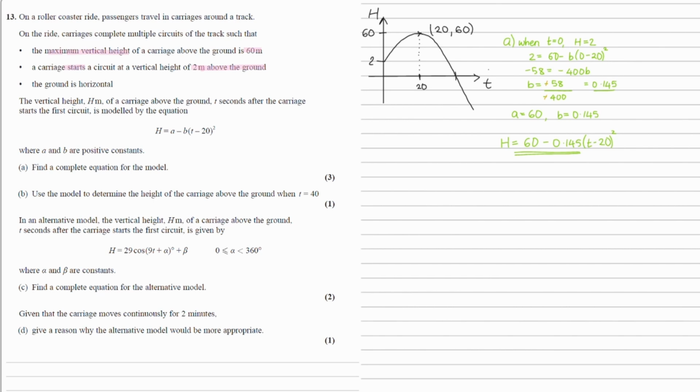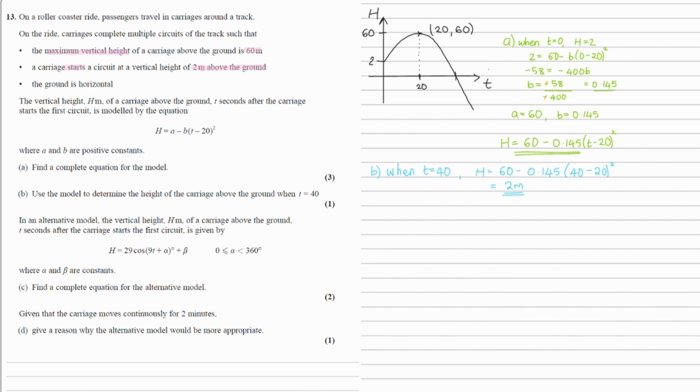Part B says, use the model to determine the height of the carriage above the ground when t is equal to 40. So for this, we would just substitute into the equation t as 40. So we would write it as h = 60 − 0.145(40 − 20)². And we can use the calculator to work this out. And this would give us an answer of 2 meters.